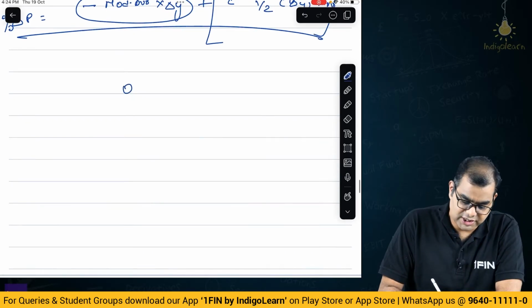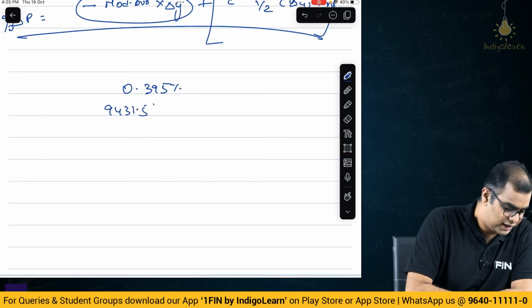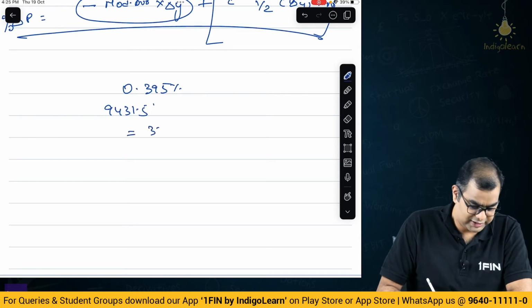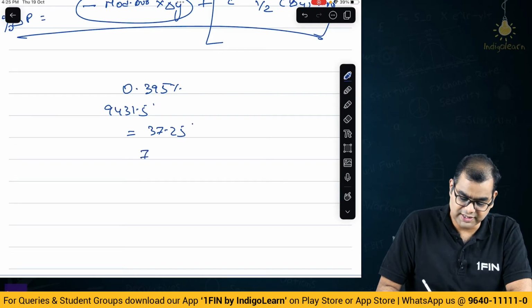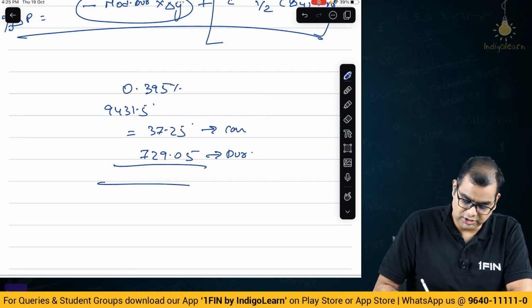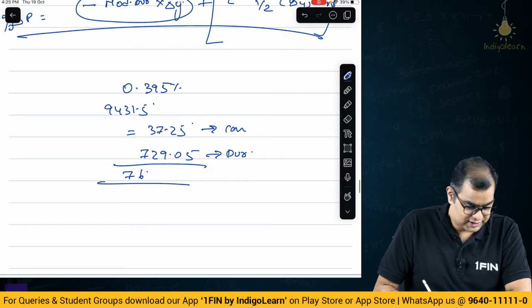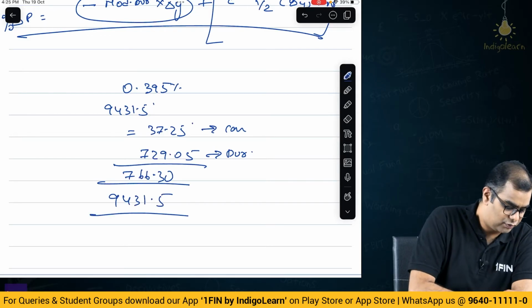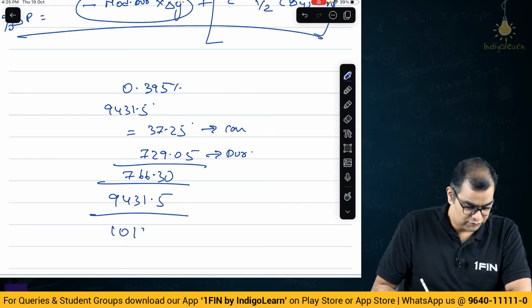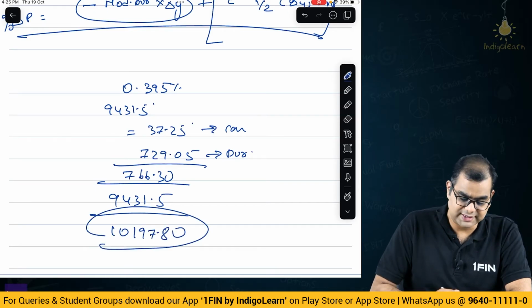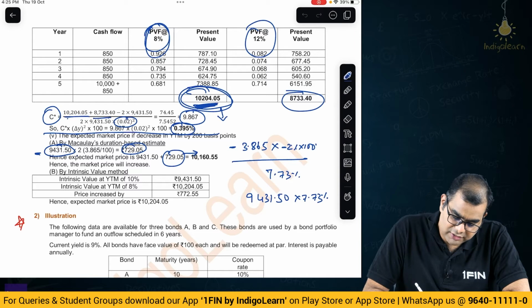So because of convexity, what is the change? 0.395% of what? 9431.5. So 9431.5 into 0.395% is how much? It is equal to 37.25. What was the change that we got? 729.05 because of duration. This is because of convexity. What is the total number? 37.25 plus 729.05, you get 766.30. You add that to the original price of 9431.5. What you get is 10197.80.